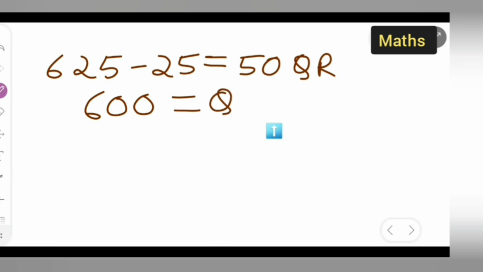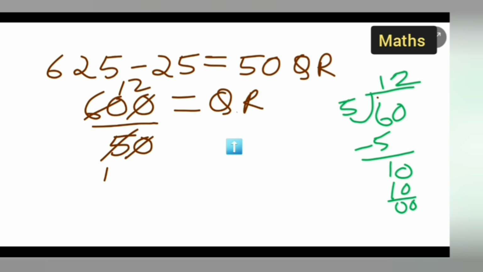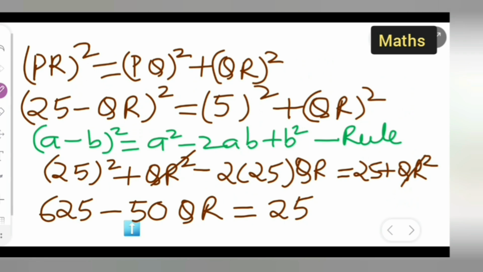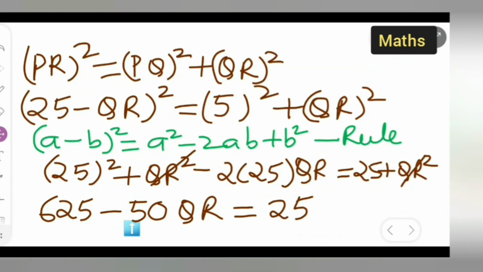625 minus 25 is going to give you 600, is equal to 50 QR. Now take down this 50 down. This is QR. I have taken this 50 down, so cancel this 0, 0. I can just divide here: 60 and this is 5. 5 ones are 5, carry 1. Just 1 will remain and then 0. 5 twos are 10. So what will be your answer? 12. So therefore QR is equal to 12. That's how I have written here 12. You all can see here clearly I have written 12 because we got 12 over here.